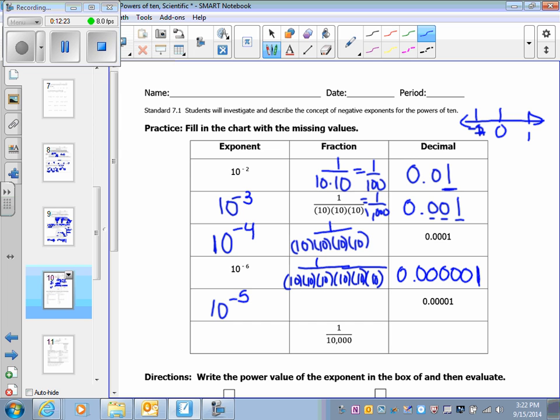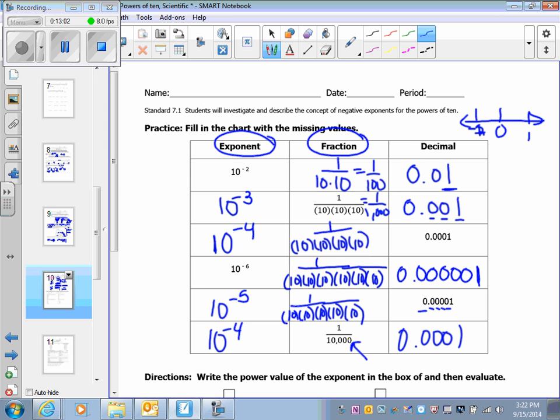I purposefully went out of order here to see if you're noticing. So I've got 10 times 10 times 10, 1, 2, 3, 4, 5 times. And you can notice I have 1, 2, 3, 4, 5 zeros, including the leading 0. And 1 over 10,000, I have 1, 2, 3, 4 zeros. And since it's a negative, it's 10 to the negative 4th. That's tenths, hundredths, thousandths, 10,000. That's 1 in the 10,000ths place. Okay? So hopefully you're able to see the connection here between exponent, fraction, and decimal.